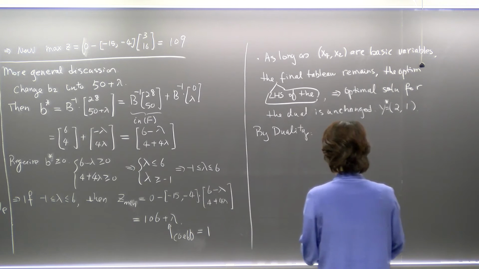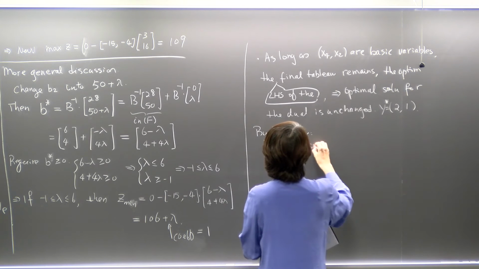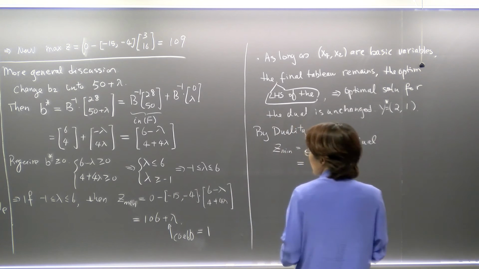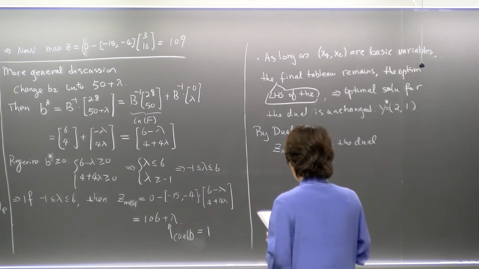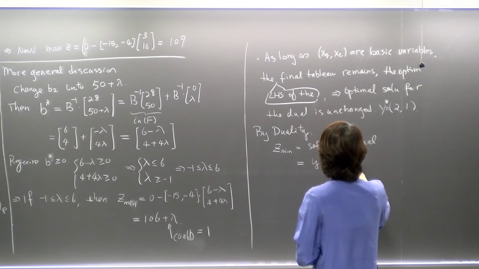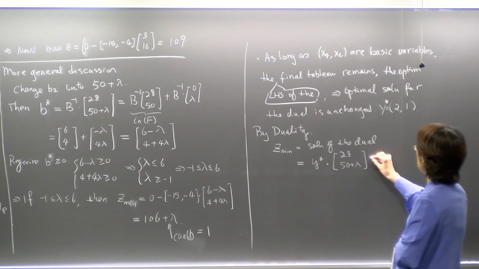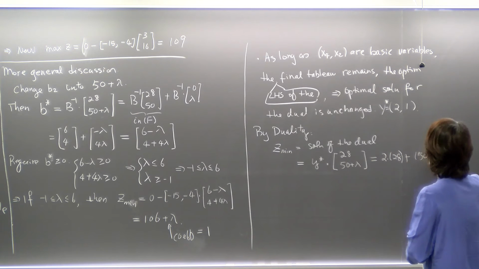So this will give me the original value. So I can write the z min, whatever I'm finding here, will be the solution of the dual, the optimal value of the dual, which will be y star dot the objective function, which is 28 times y1 plus 50 plus lambda times y2. Is that right? So dot 28 and 50 plus lambda. Okay, and y star is just 2, 1. So if you put that in, you get 2 times 28 plus 1 times 50 plus lambda.